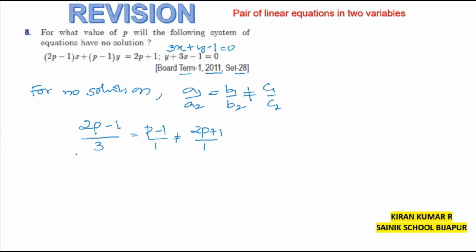Now I'll consider the first two. From 2p minus 1 divided by 3 equal to p minus 1 divided by 1, cross multiplied, it becomes 2p minus 1 equal to 3p minus 3. If you transpose the value which is there in the right hand side, minus 3, to the left hand side, it becomes 3 minus 1. If 2p is transposed to right hand side, it becomes 3p minus 2p. We'll be getting the value of p as positive 2.